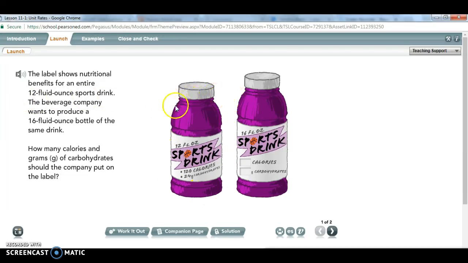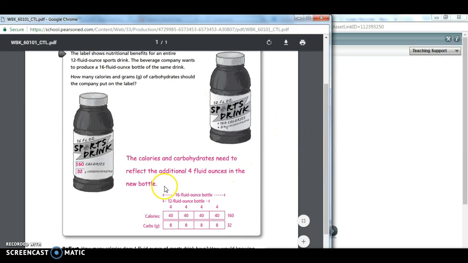This picture right here is really going to help you. If you look at the 12 fluid ounce bottle, you can see that it's 120 calories and 24 grams of carbohydrates. You're trying to figure out how many calories and grams of carbohydrates are going to be in the 16 fluid ounce one. Try your hardest, come up with some sort of answer for this, and we will discuss the correct answer shortly.